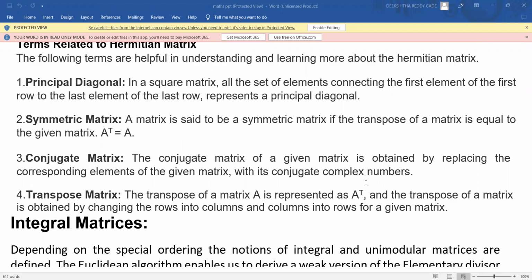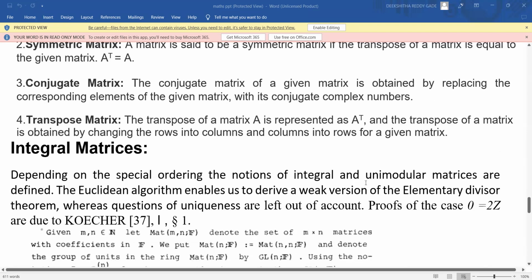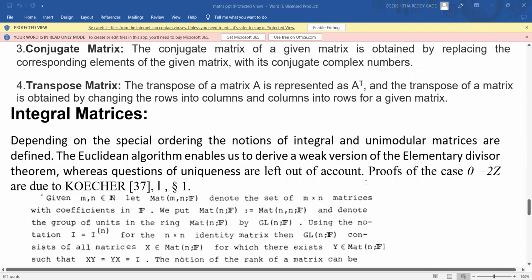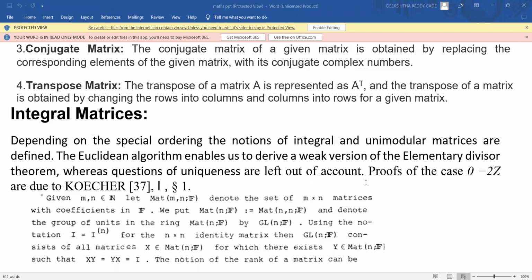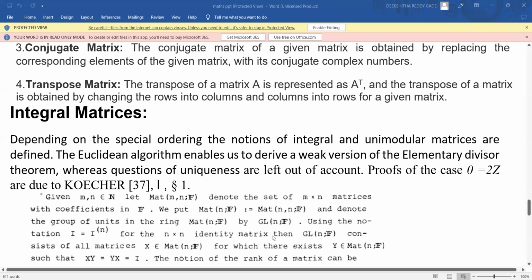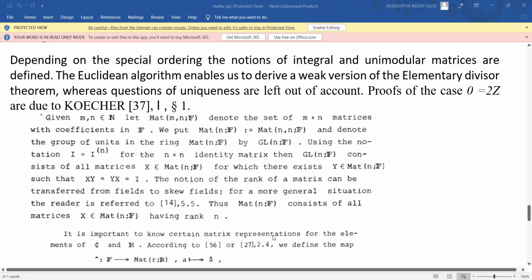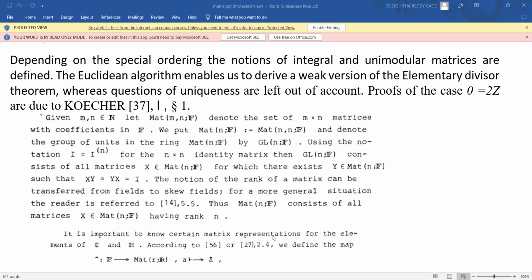Conjugate matrix. The conjugate matrix of a given matrix is obtained by replacing the corresponding elements of the given matrix with their conjugate complex numbers. Transpose matrix. The transpose of a matrix A is represented as A to the power of T, and the transpose of a matrix is obtained by changing the rows into columns and the columns into rows. Integral matrices. Depending on the special ordering, the notions of the integral and unimodular matrices are defined. The Euclidean algorithm enables us to derive a weak version of the elementary divisor theorem, whereas questions of uniqueness are left out of account.